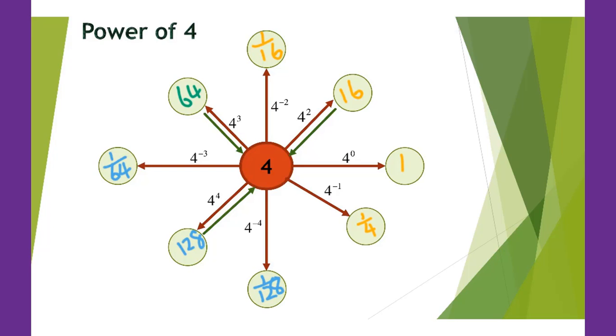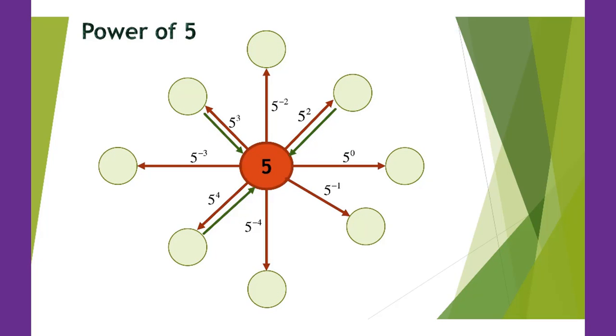Let's do the backwards now. 16, we do 1 over second power, means the square root of 16, that's 4. 64, we do the 1/3 power, equals cubic root of 64, we got the 4. 128, do the 1 over 4th power, means 4th root of 128 equals 4.